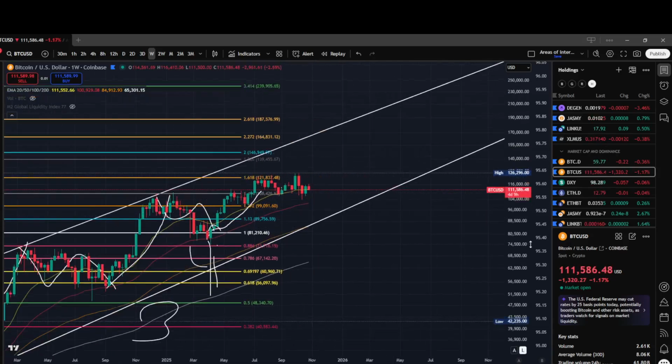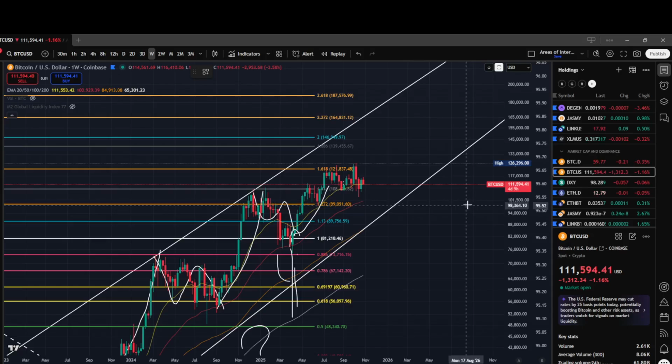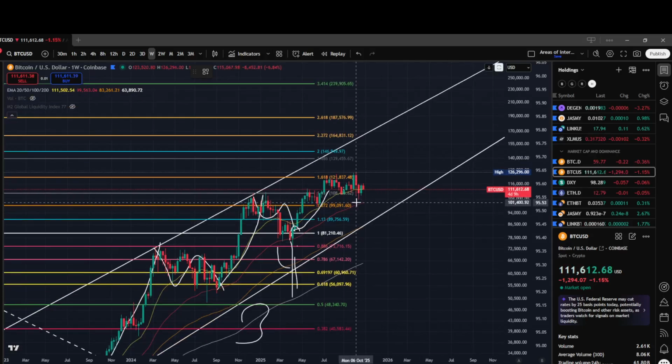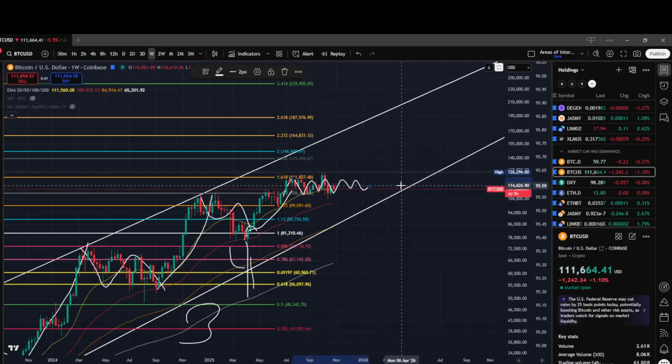I know we haven't interacted with the 50, and that's been a common area for people to think, okay, we're going down to 100,000, and I don't see anything wrong with that. The 1.272 is at 99,000, but we have been bouncing in between this 1.414 and this 1.618. Either way, we have a lot of time both horizontally and vertically to go. The more horizontal we go, the higher we go vertical. So either way, I think it's a win-win.